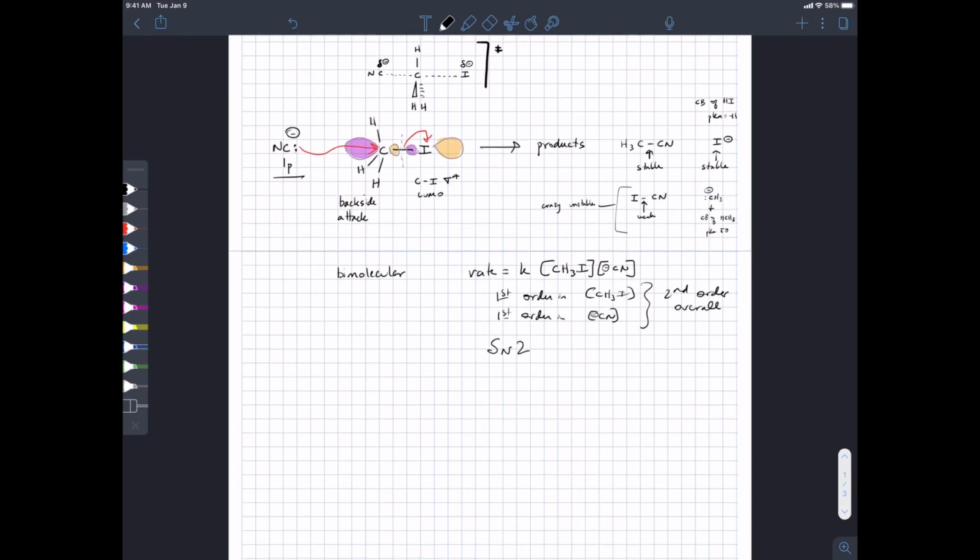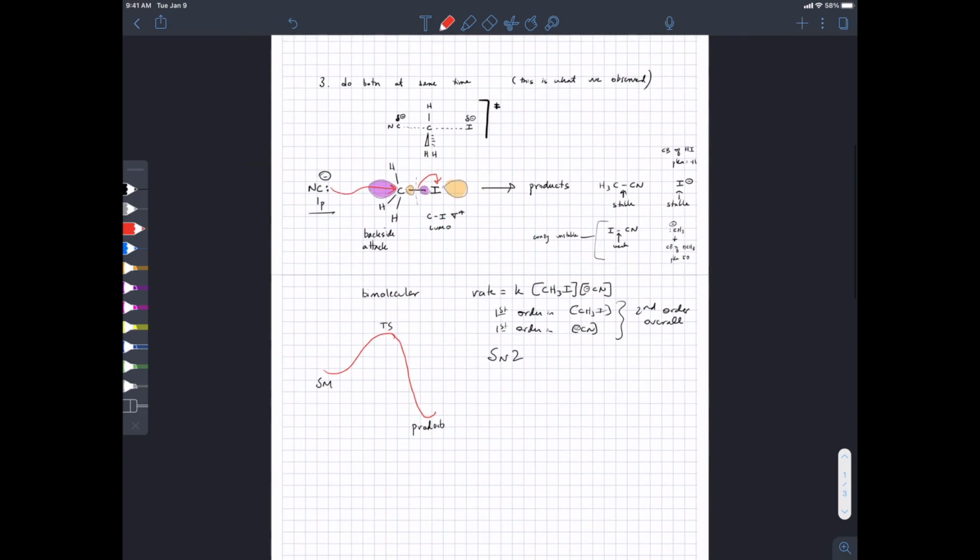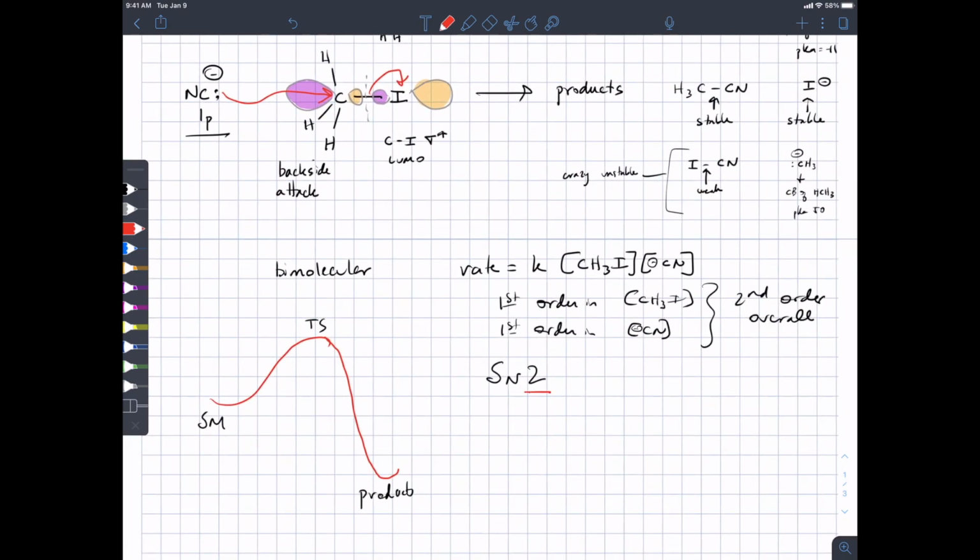I suppose for completeness, we should have starting materials and products here, and then the transition state here. This reaction proceeds through a single transition state to the products. Again, there's no correlation whatsoever between the number in the mechanism designation, SN2, and the number of steps, which here is 1.